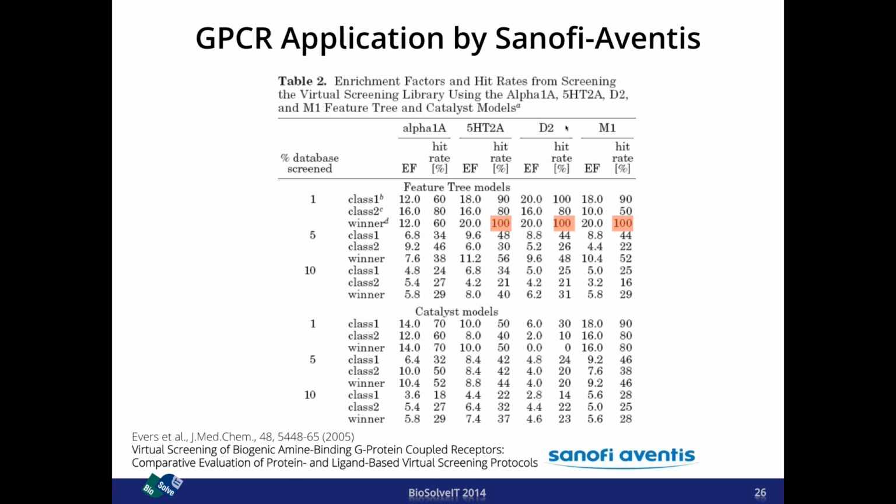Then there was a GPCR application by Sanofi Aventis, which has been published a few years ago, but that was very striking. So actually, by doing a little bit of magic to the feature trees, they actually arrived at a hit rate in screens of 100% here. That was really pretty impressive, I should say.